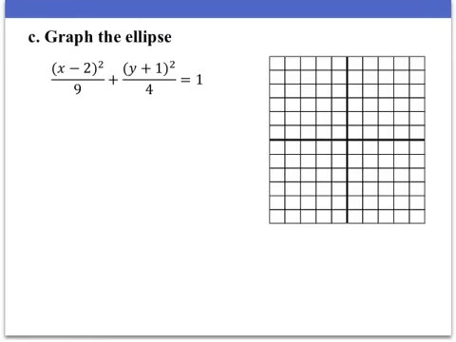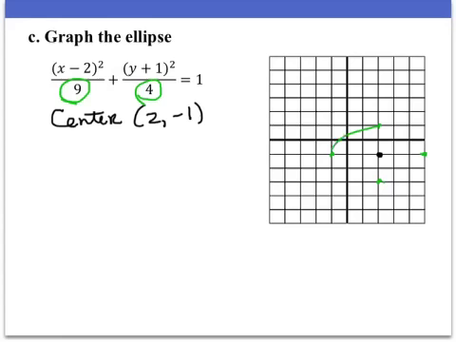Okay, finally, we get to graph. So we've already named our center. That was kind of important for finding the focus. So our center is at 2, negative 1, right there. So we'll graph that, and then we'll graph the rest of our ellipse. Now this 9, square root that, is a 3, and you're going to go over left and right 3 spaces. Right there and there. And then under the y is a 4, and then you square root that, and you go up and down 2.